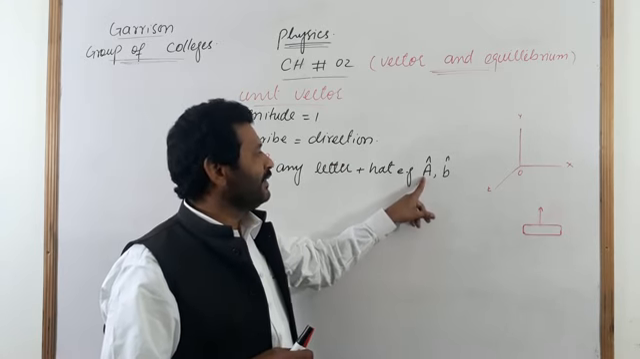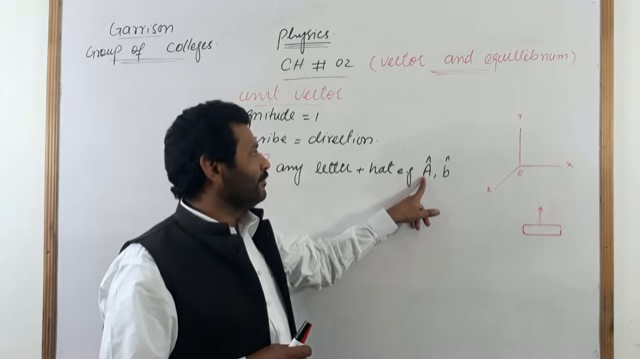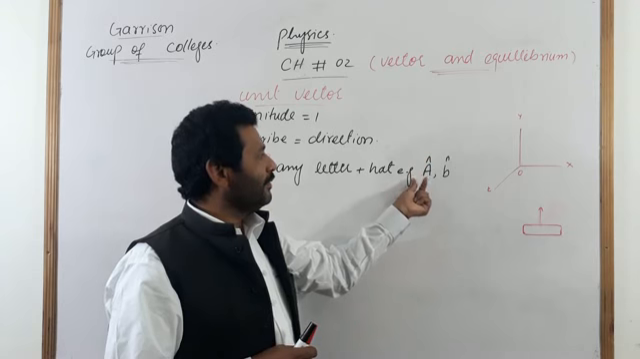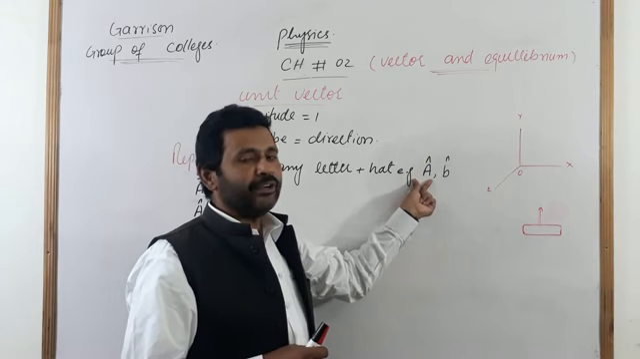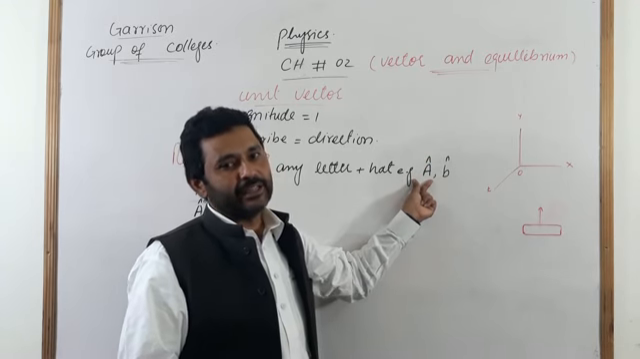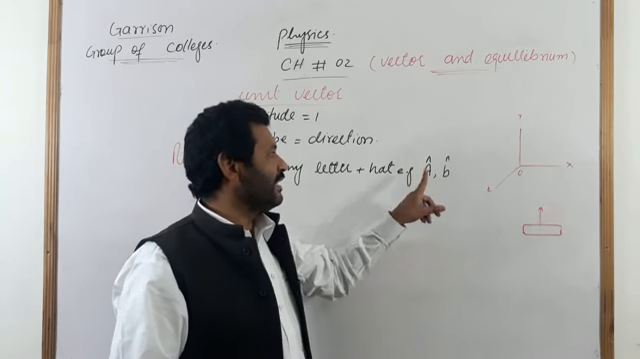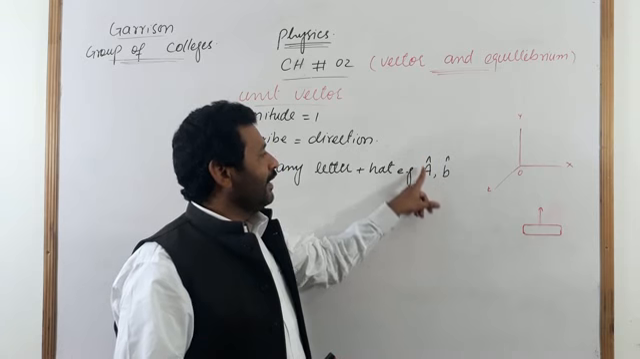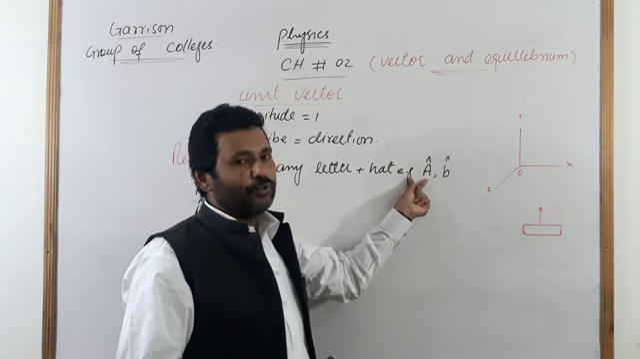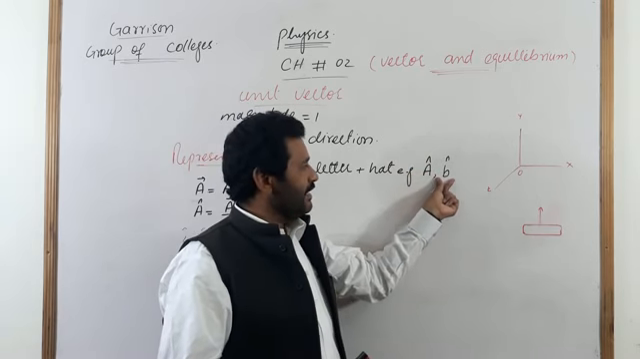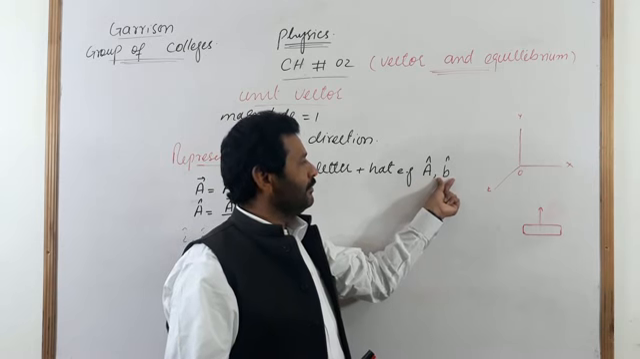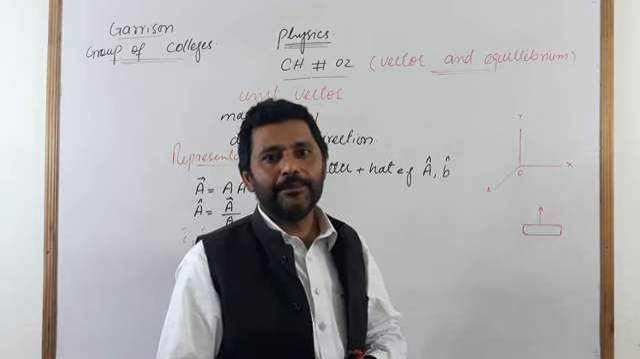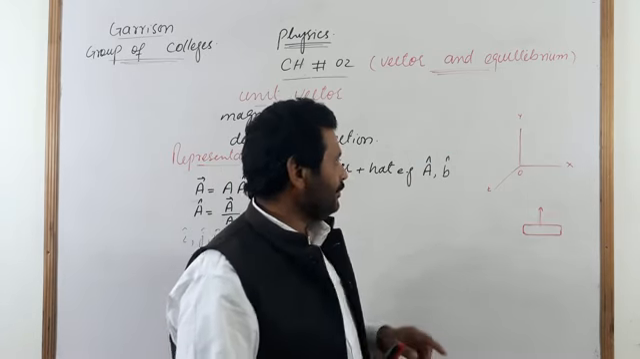For example, A is a letter. This sign is the sign of hat or cap. So it is a complete unit vector, meaning vector A. It will be read as A hat, or A cap, or A unit vector, and similarly B hat, B cap or B unit vector.